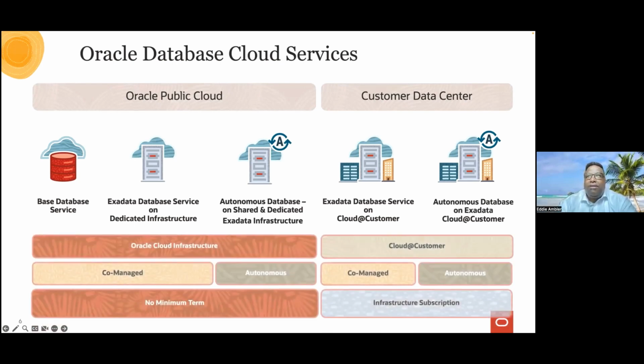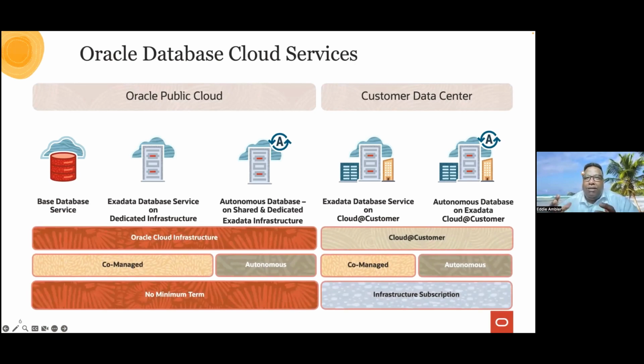The next thing that makes our Oracle Cloud Database Services such a great value is that you also get a choice of how you manage. The base database service and the Exadata database service are considered co-managed infrastructure, where Oracle manages up to the hypervisor and you manage the database and your data. But we also offer autonomous databases, a fully managed service where Oracle will handle the whole thing for you. And again, our autonomous database services can be consumed in the public cloud or in your data center.